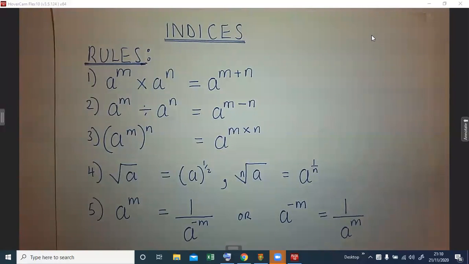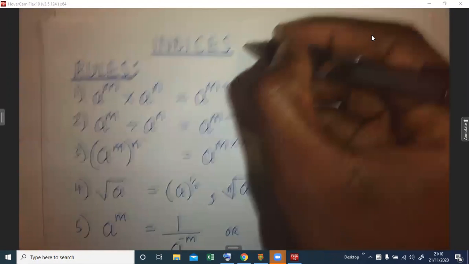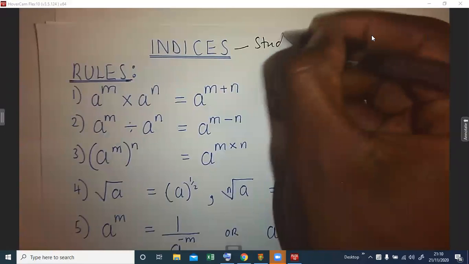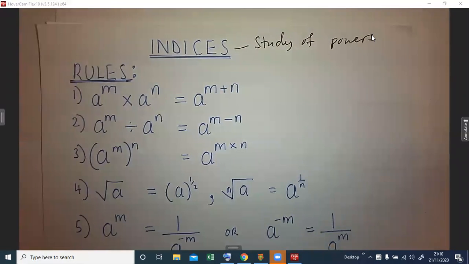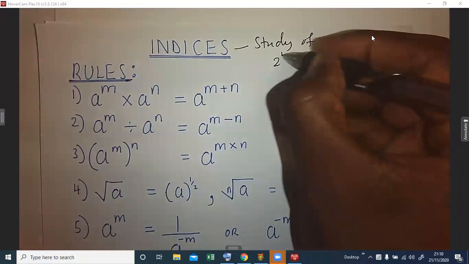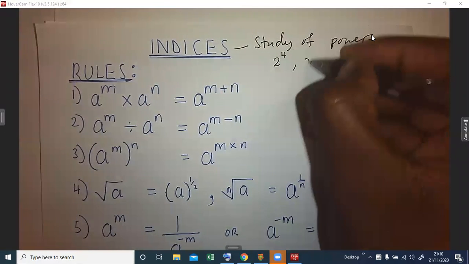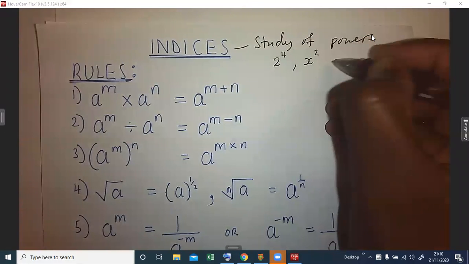We are looking at indices. Indices is the study of powers, just like 2 power 4, x power 2, and etc.